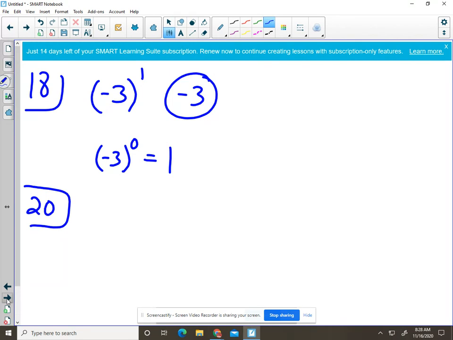Negative 3 to the third. So just looking at it, is our answer going to be positive or negative? Negative, because we have an odd number. And what does it end up being? Negative 27. Wonderful. Good job. All right, let's do 22 here. Natalie, stay with me for that one.